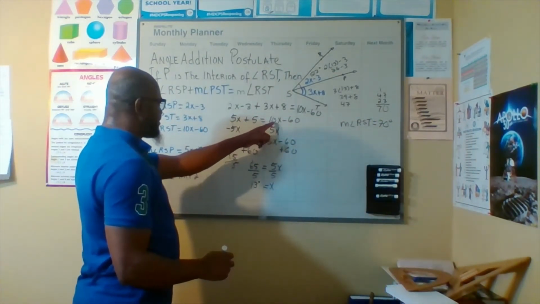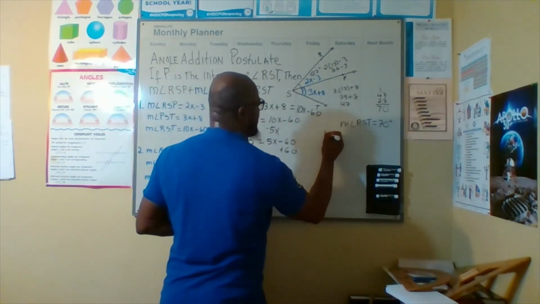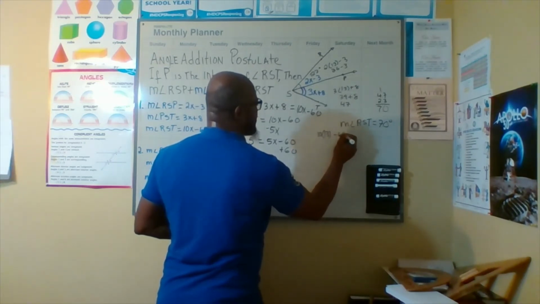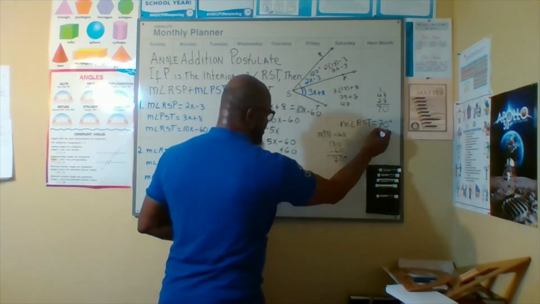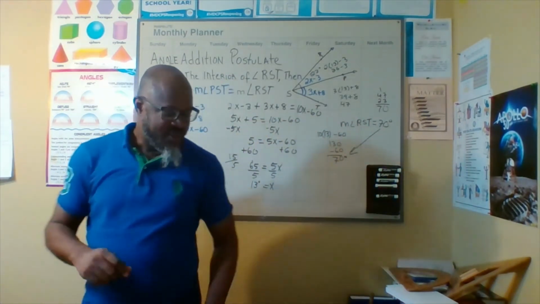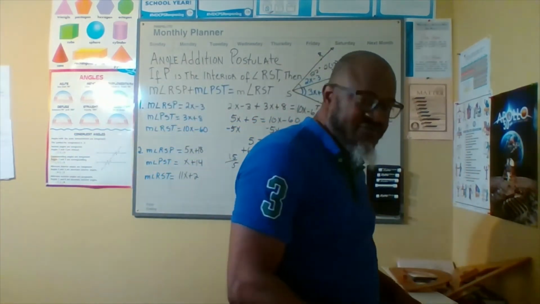If you don't believe, you can come here. That's what it was. 10 times 13 minus 60. 10 times 13 is 130. 130 minus 60 is 70 degrees. So either way it checks out. So that's how you find the measure of the angle when the expression is given to you.